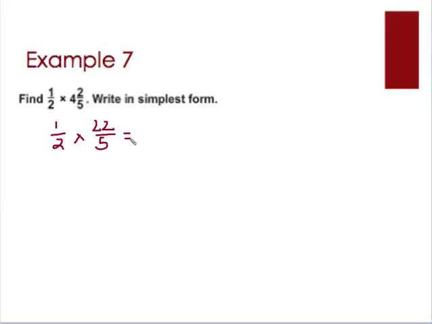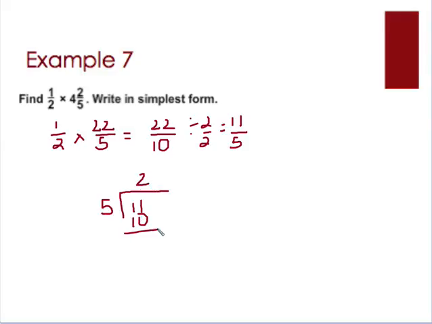Now I can just multiply across. 22 times 1 is 22. 2 times 5 is 10. I can divide by 2, and I get 11 on the top and 5 on the bottom. That's an improper fraction. I can change it to a mixed number by dividing 11 by 5. 5 goes into 11 2 times. That's 10. Subtract. My final answer is 2 1/5.